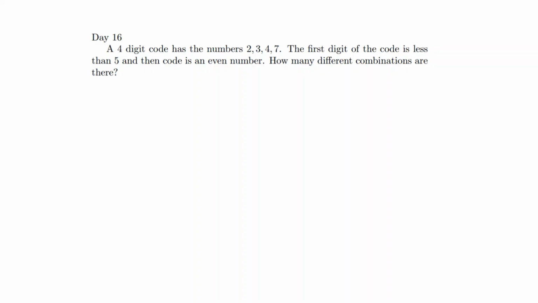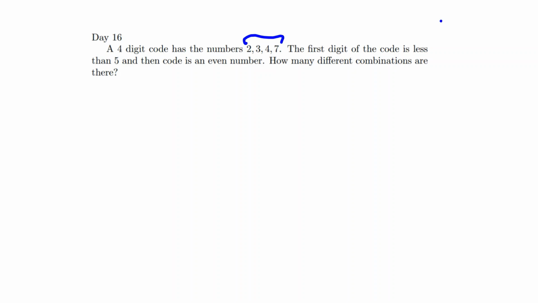Now, yesterday we were given a product rule for counting question. So we've got a 4-digit code, which has the numbers 2, 3, 4, and 7. The first digit of the code is less than 5, and then the code is an even number. How many different combinations does it have?